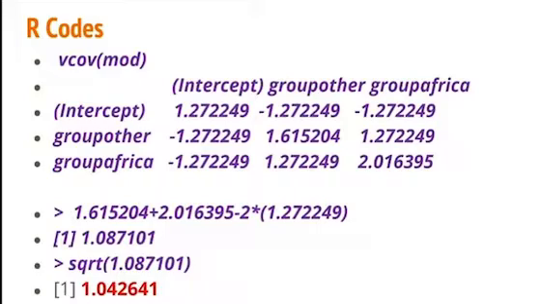This here is called the variance covariance matrix. The variance of beta means variance covariance. Why is it called a variance covariance matrix? Because the diagonals are the variances, and the off-diagonals are the covariances. And how am I going to get that in R? VCOV of MOD. What is my MOD?